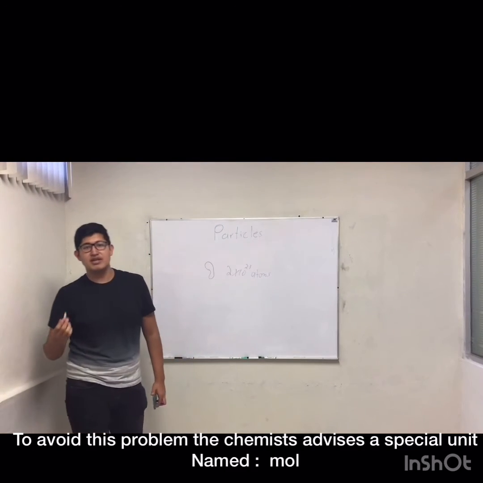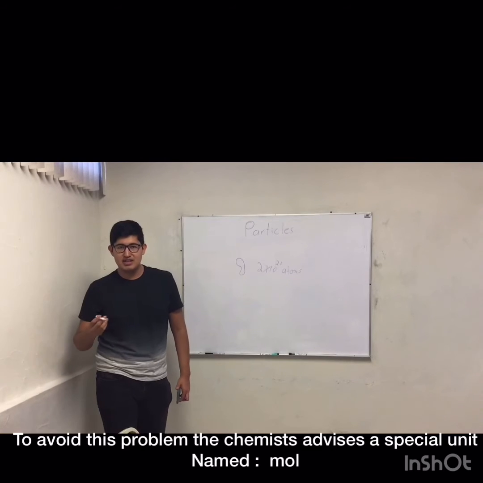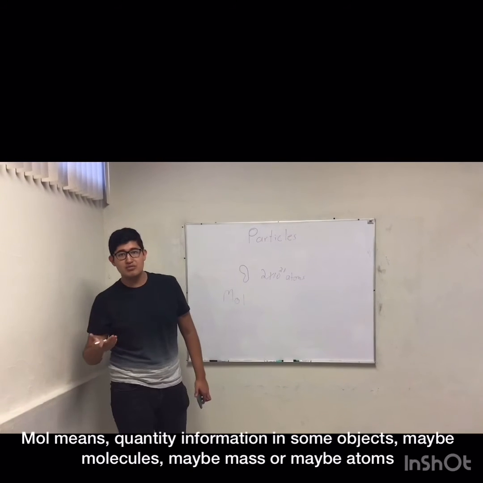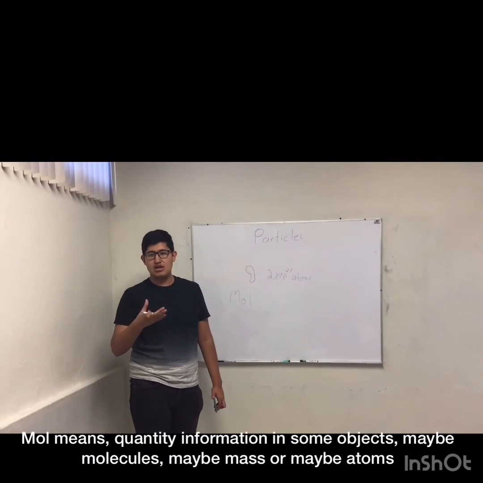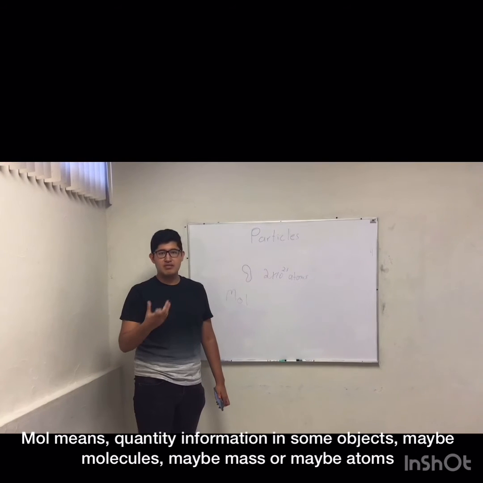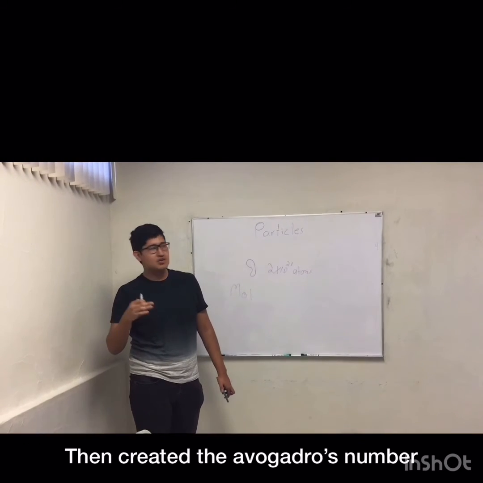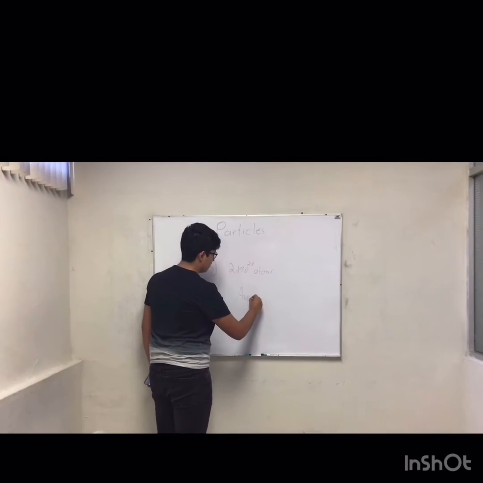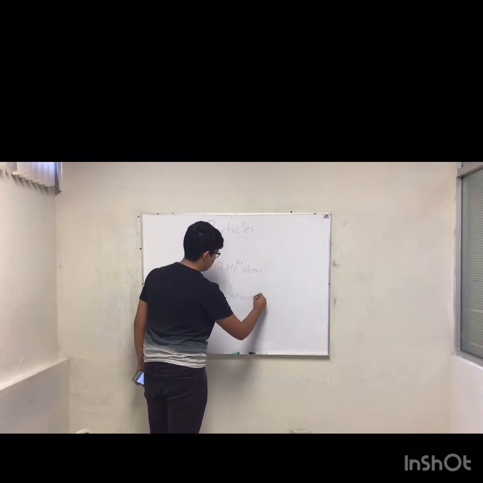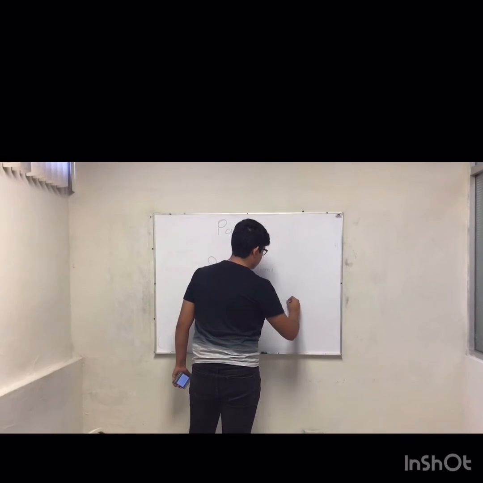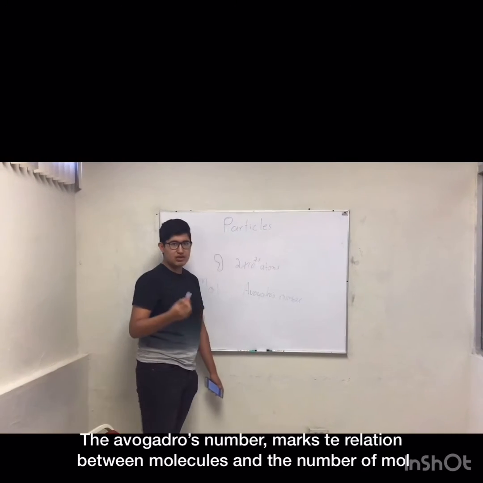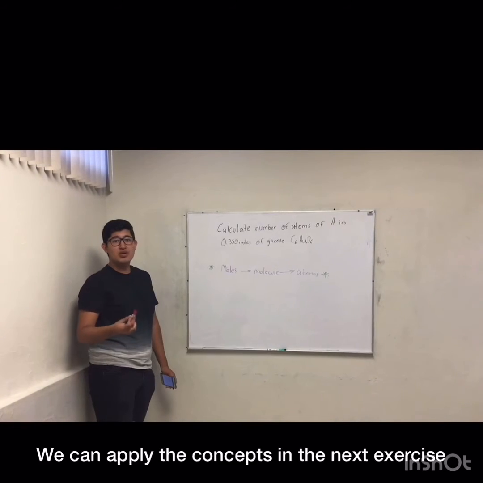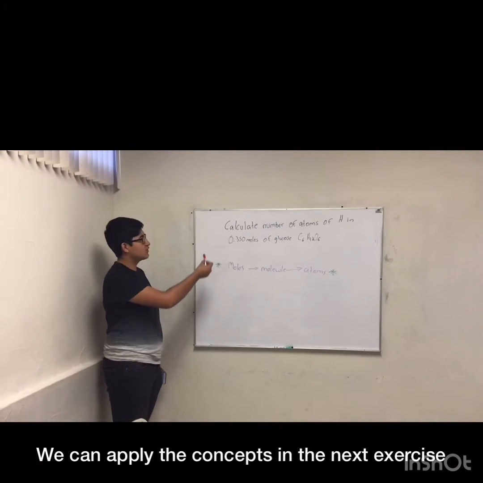To avoid this problem, chemists devised a special unit, named the mole. Mole means a quantity of some objects, maybe molecules, maybe atoms. Then came the Avogadro's number. The Avogadro's number marks the relationship between molecules and number of moles. Well, we can apply the concepts in the next exercise.